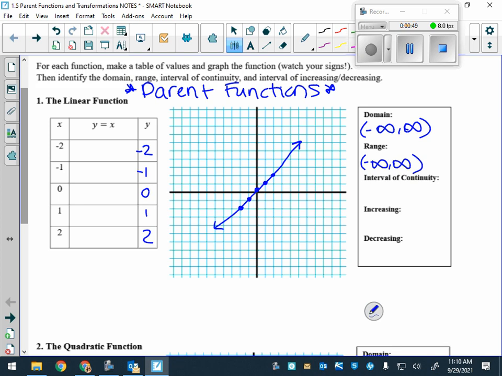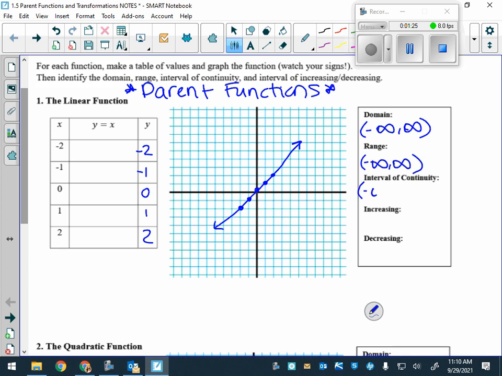I appreciate that. Intervals of continuity mean if I take my pencil, or in this case my smartboard marker, and put it anywhere on this graph, I'm going to continue. I'm not pulling this pen off, right? Intervals of continuity state that if I had a function that looks like this, there's a break in the graph, so my pen has to leave. This one, it does not. So the intervals of continuity and domain will be the same, okay?